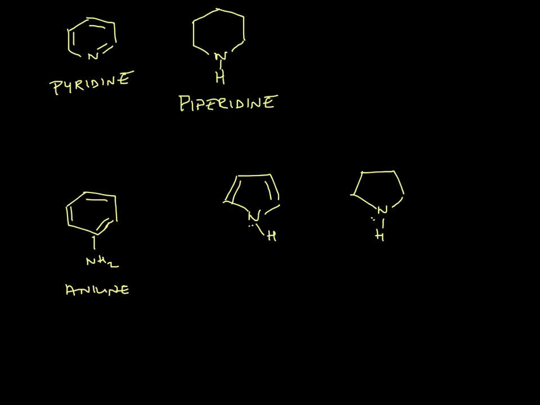The aromatic one is called pyrrole, and the 5-membered non-aromatic one is called pyrrolidine. So it might help to notice that these are all kind of PYR names, more or less. There's the pyridine and the piperidine. Then there's the pyrrole and the pyrrolidine.